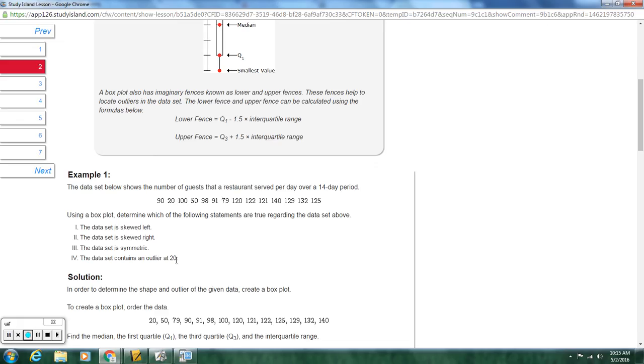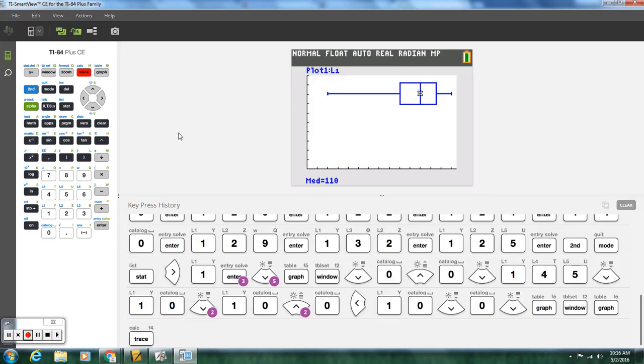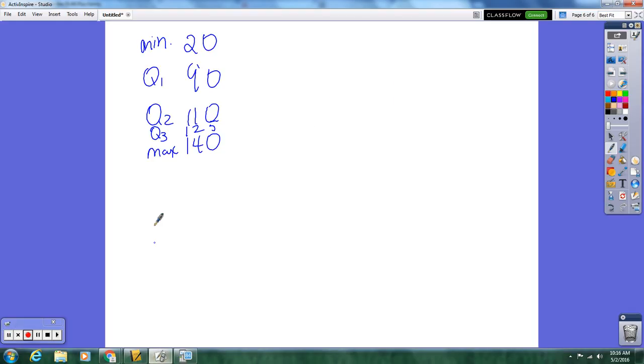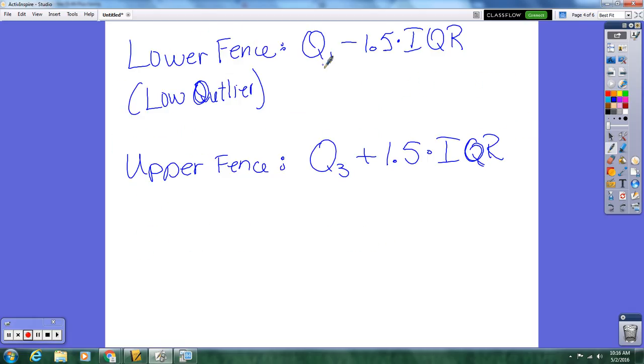The data set contains an outlier at 20. Well, if I hit trace on here, it's telling me my median, and if I go down, there's Q1, and is that an outlier? Is it connected to the data? Does it say it was an outlier? It doesn't really tell us it was an outlier, does it? So we've got to calculate that part just to see. So how did we do that? Remember, it's going to be a low outlier. So right here, Q1.